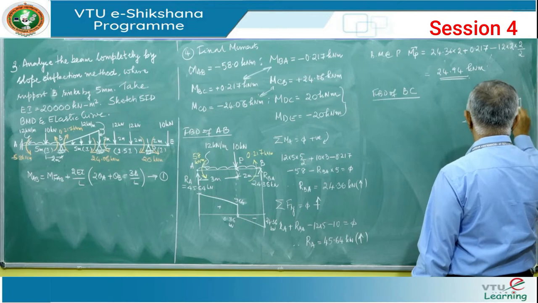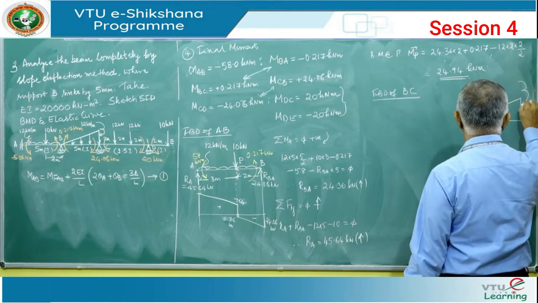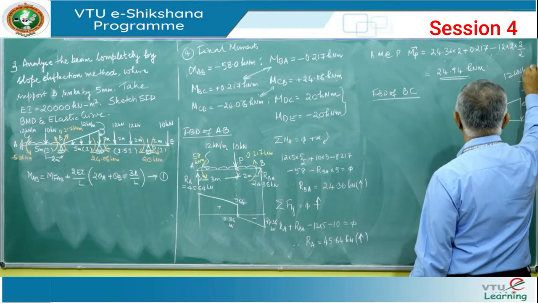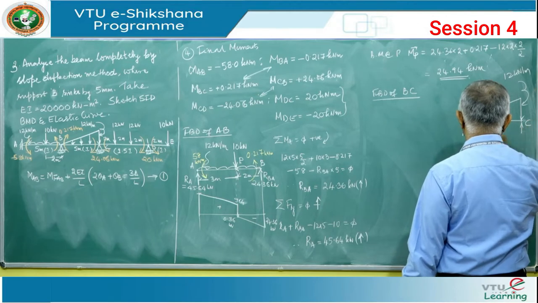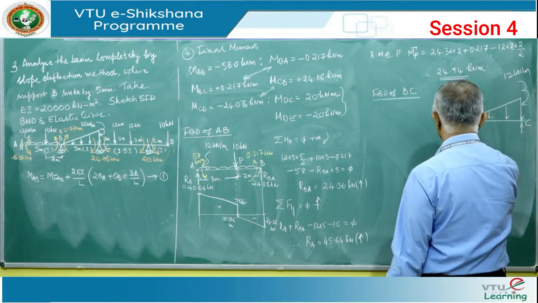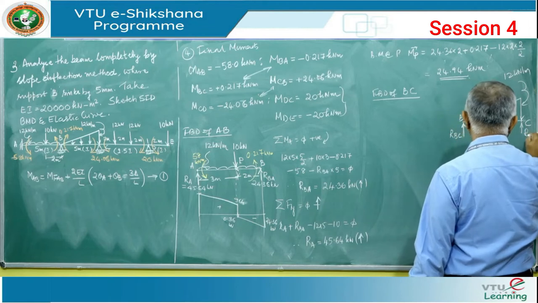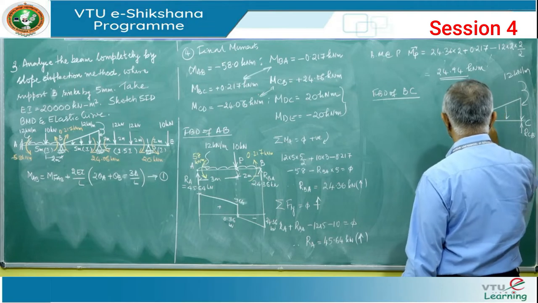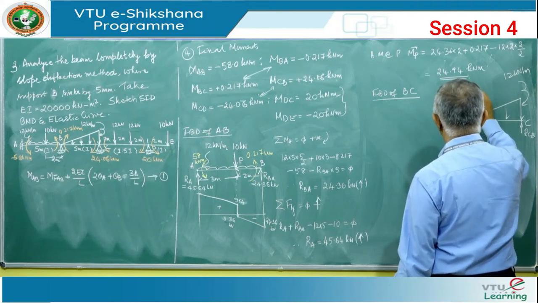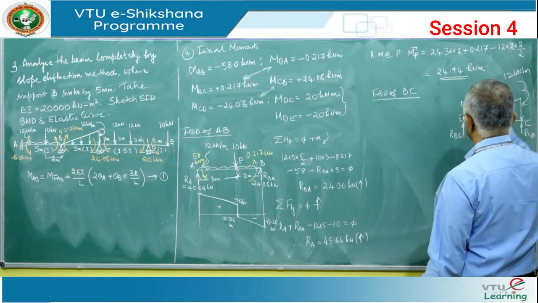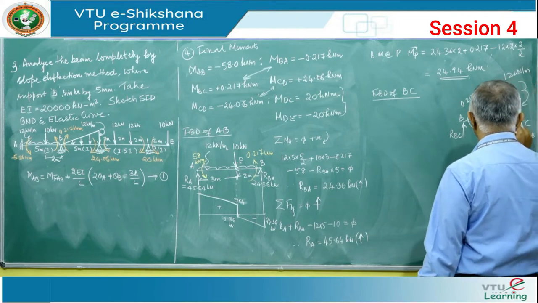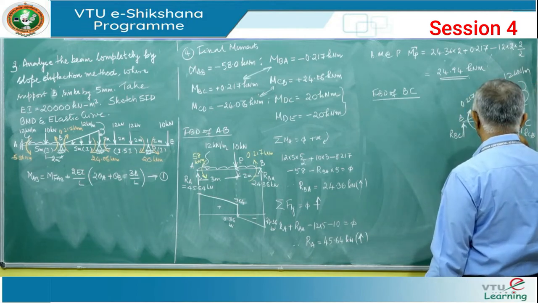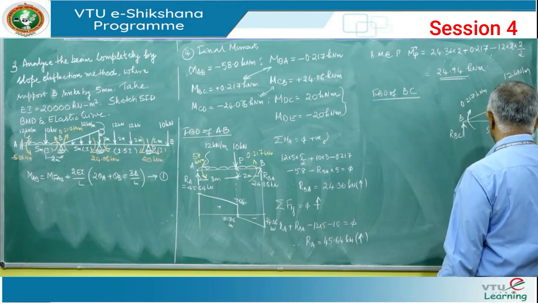It is a triangular load of intensity 12 kilonewton per meter over the span BC. Since both the spans contribute from the other side, RBC and RCB, 5 meters, and have 0.217 kilonewton meter of moment at B, and 24.06 at C, that is MCB.